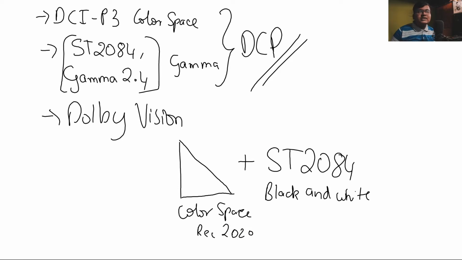Now let's move to the next one. As I told you, DCI P3 is the color space for DCP, and gamma will usually be around ST2084 or gamma 2.4 for the DCP final. The new thing in the market is Dolby Vision. Which I showed you, the triangle thing, the color spaces. It uses the Rec 2020 color space, with D65 on it, D65 super wide point.